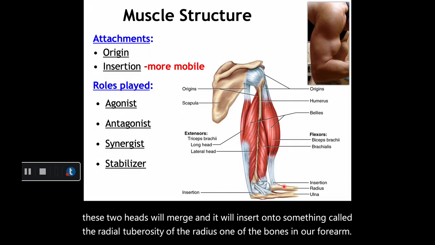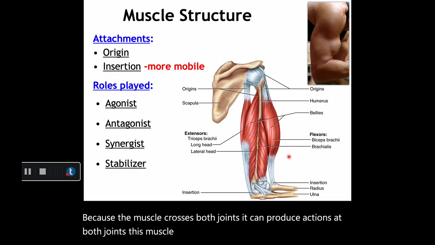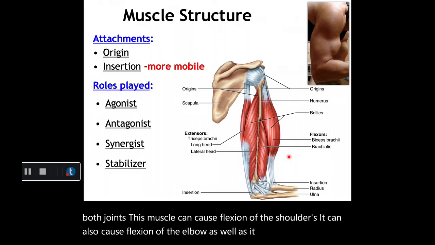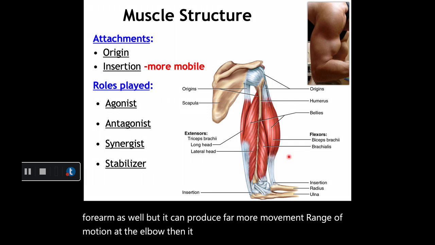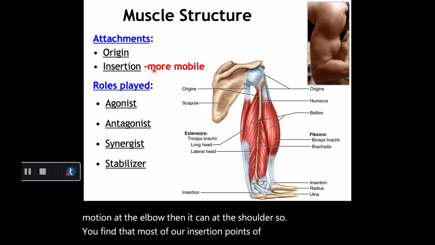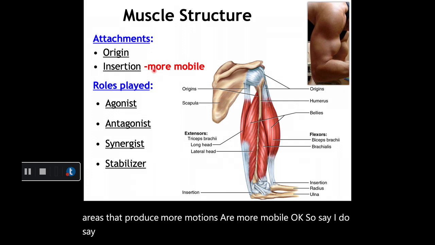Because the muscle crosses both joints, it can produce actions at both joints. This muscle can cause flexion of the shoulder. It can also cause flexion at the elbow, as well as it can supinate the forearm. But it can produce far more movement, range of motion at the elbow than it can at the shoulder. So you'll find that most of our insertion points of muscles are also at areas that produce more motion. They're more mobile. Okay, so say I flex my elbow, right? So if I flex my elbow, I do this.